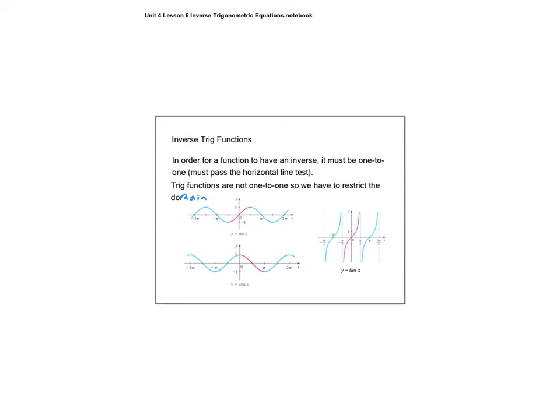So if you notice where it got restricted, here is the sine function. It's restricted from negative pi over 2 to pi over 2. And then down here is cosine. Cosine is restricted from 0 to pi. And then tangent is restricted from negative pi over 2 to pi over 2. That way it'll pass the horizontal line test.